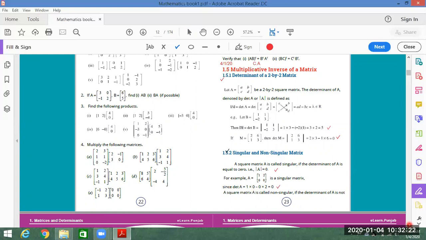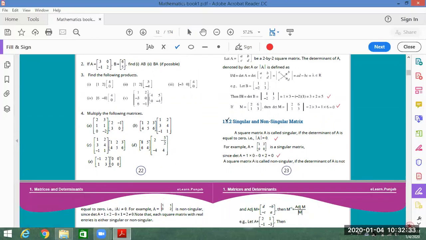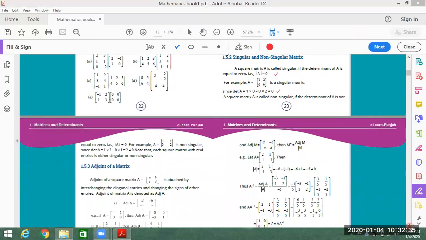The second concept is about the non-singular matrix. A square matrix A is called non-singular if the determinant of A is not equal to 0. So if the determinant of any matrix is any number other than 0, like 1, 2, 3, 4, or 5, 6, etc., then it is a non-singular matrix.